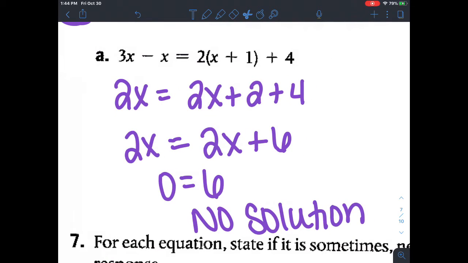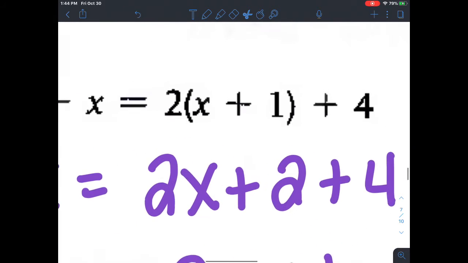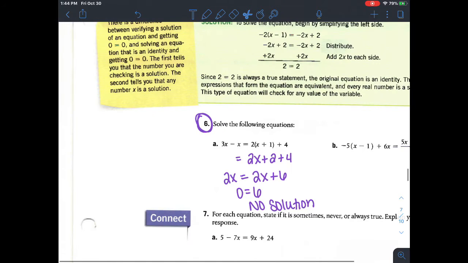If I graphed both of these lines, this is a line and this is a line, they'd be parallel to each other. They'll never intersect. But that's for another topic. But 2 numbers not equaling each other means that there's no solution. There's no possible variable x that we could plug in that would satisfy both sides of the equation.